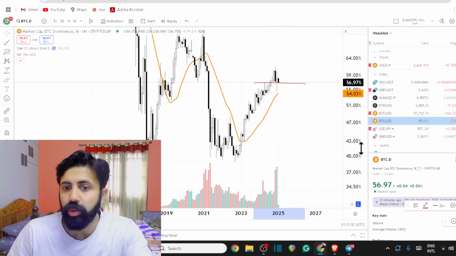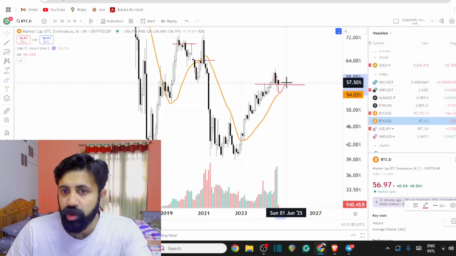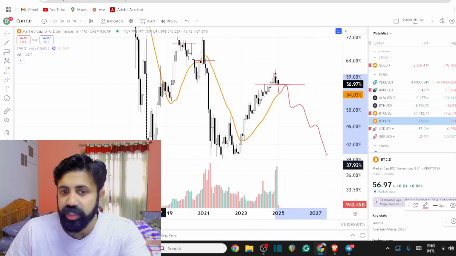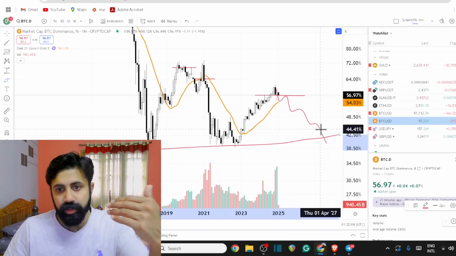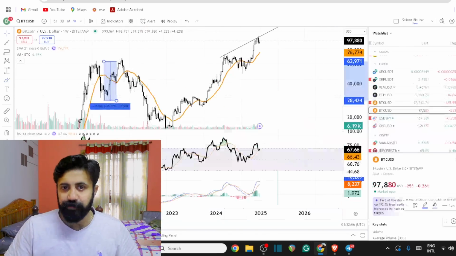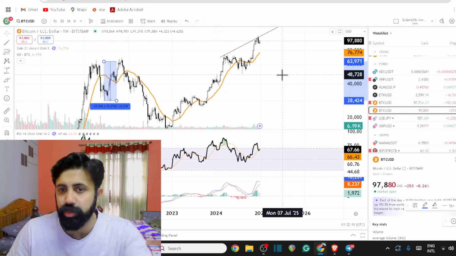Yeah, you got the local top formation in there, just like these. Fine. So once you get that, what are you looking for? A massive corrective move to the downside, reaching the macro trend line. Fine. So if Bitcoin dominance is doing that, then it really doesn't matter what Bitcoin itself is doing.